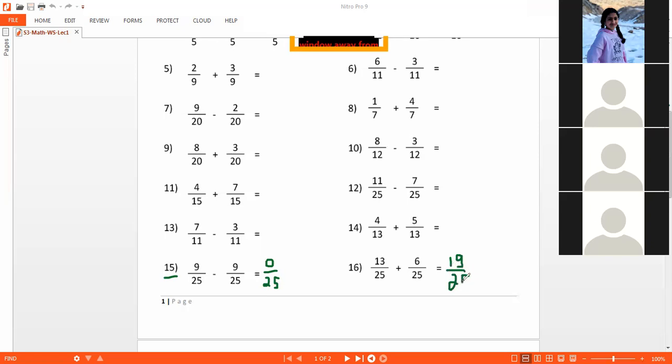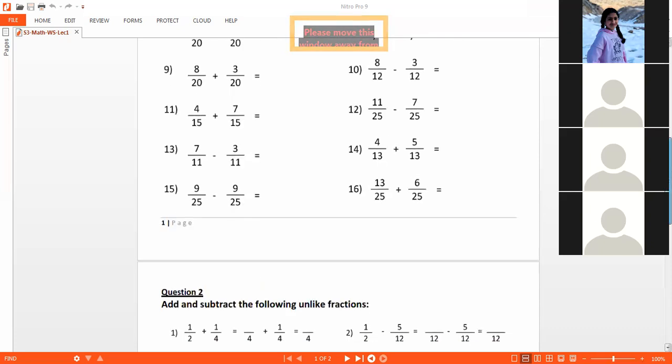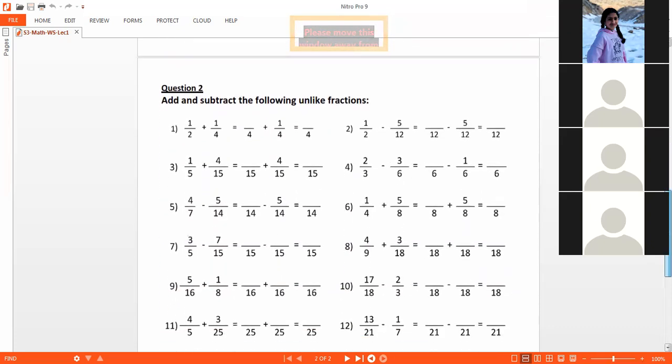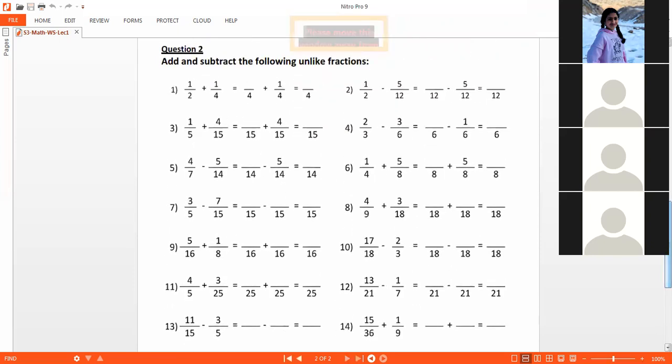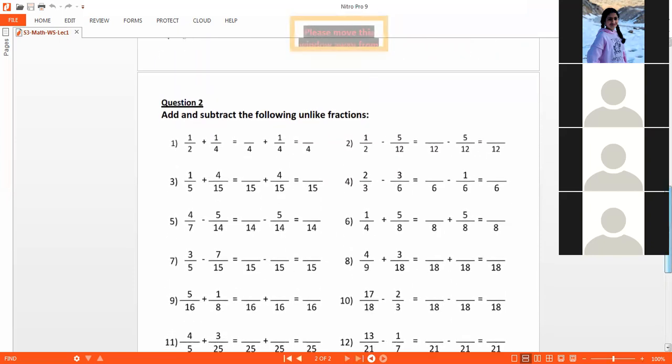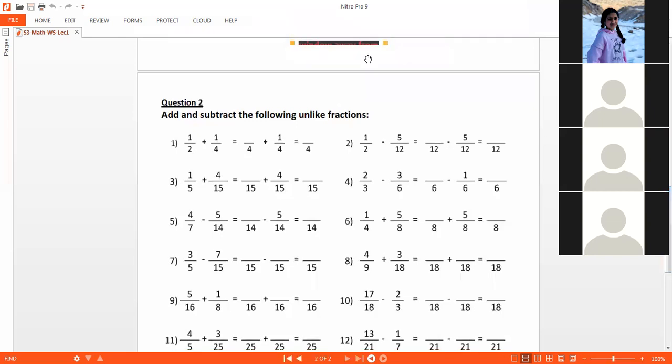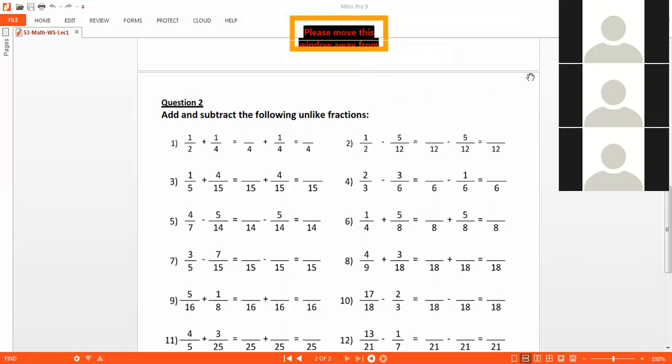Very good. So now we're going to question number 2, and in question number 2, as you can see, now the fractions are not like, they are unlike fractions. So we have first to change the unlike fractions into like fractions, and then we're going to add or subtract them. Okay, so first of all, I'm going to start with Marlon.